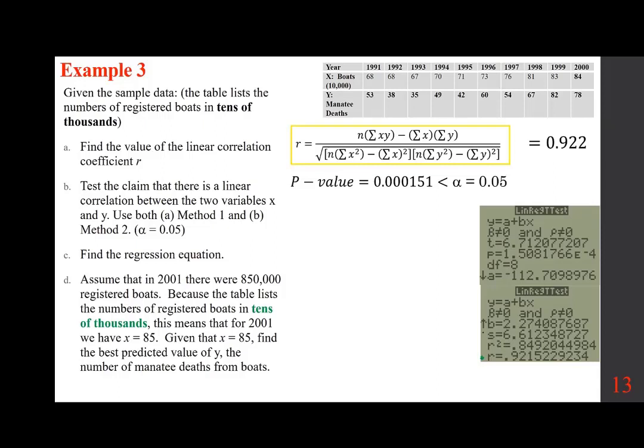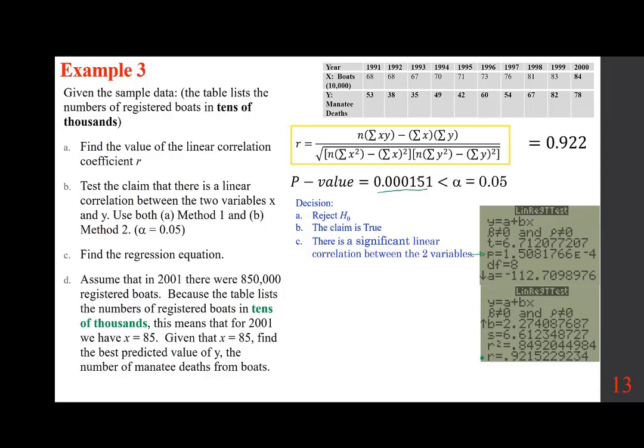Now, number two, what does this give us? P-value. The p-value is 1.50817 whatever, E minus 4, that means times 10 to the power of negative 4. So if you wrote that, you get this number. This is the p-value, less than alpha of 0.05. Reject H0. And you know the rest. When you reject H0, the claim becomes true and there is a significant linear correlation.